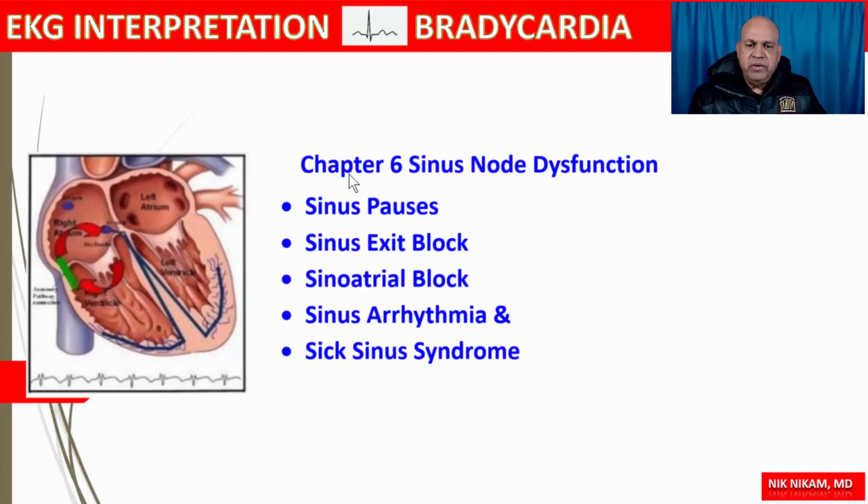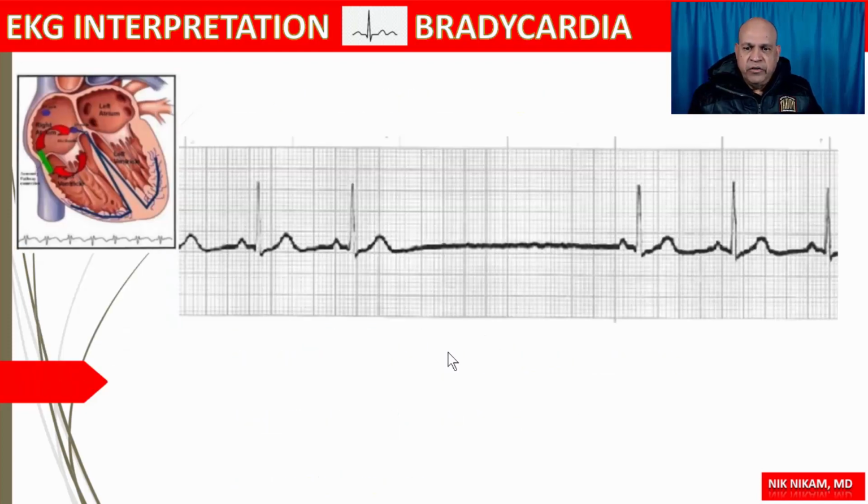In chapter 6, we're going to be talking about sinus node dysfunction, which will include sinus pauses, sinus exit block, sinoatrial block, sinus arrhythmia, and sick sinus syndrome. As you can see in this diagram, the sinus node is located at the junction of the superior vena cava and the right atrium. Most of the things we're going to be talking about today will be related to the dysfunction of the sinus node. What is your diagnosis?